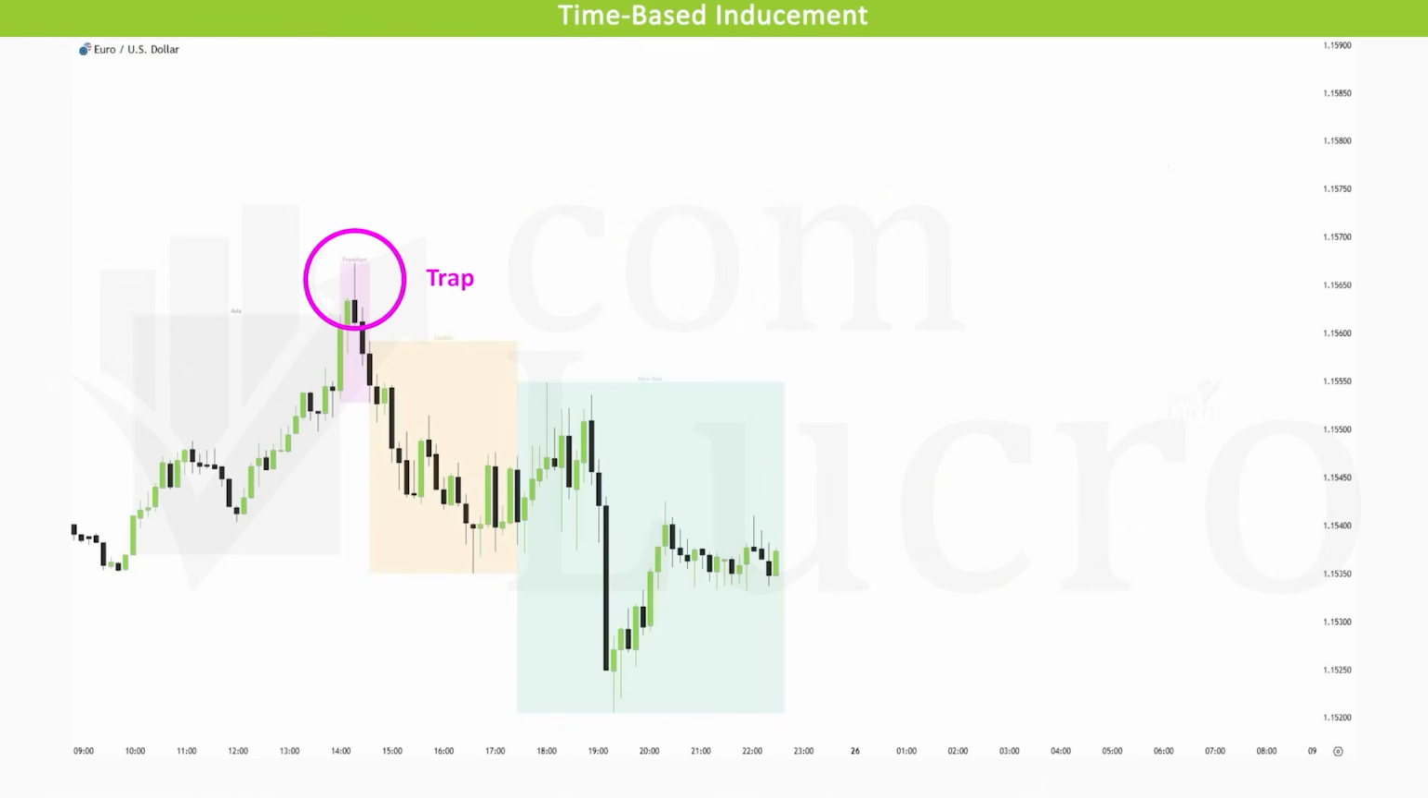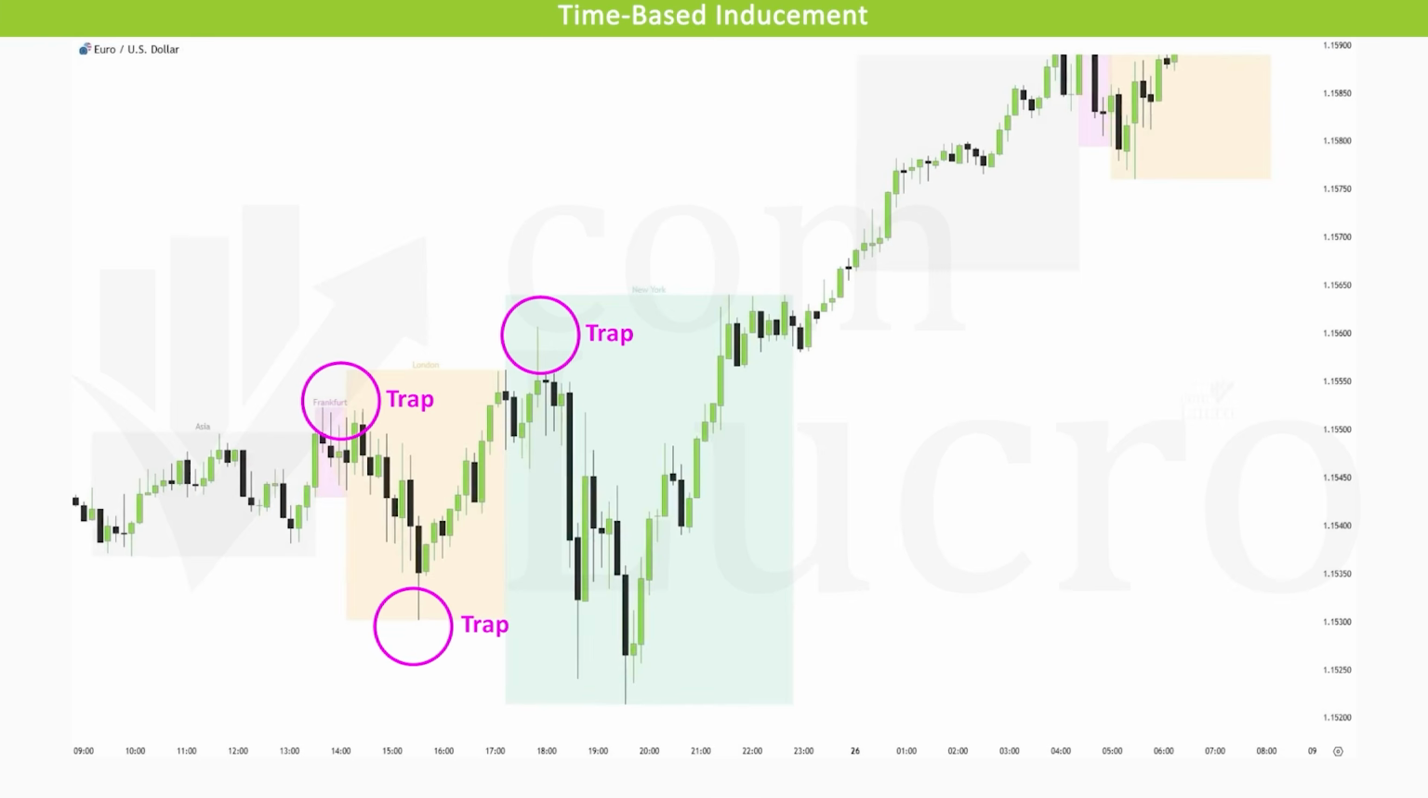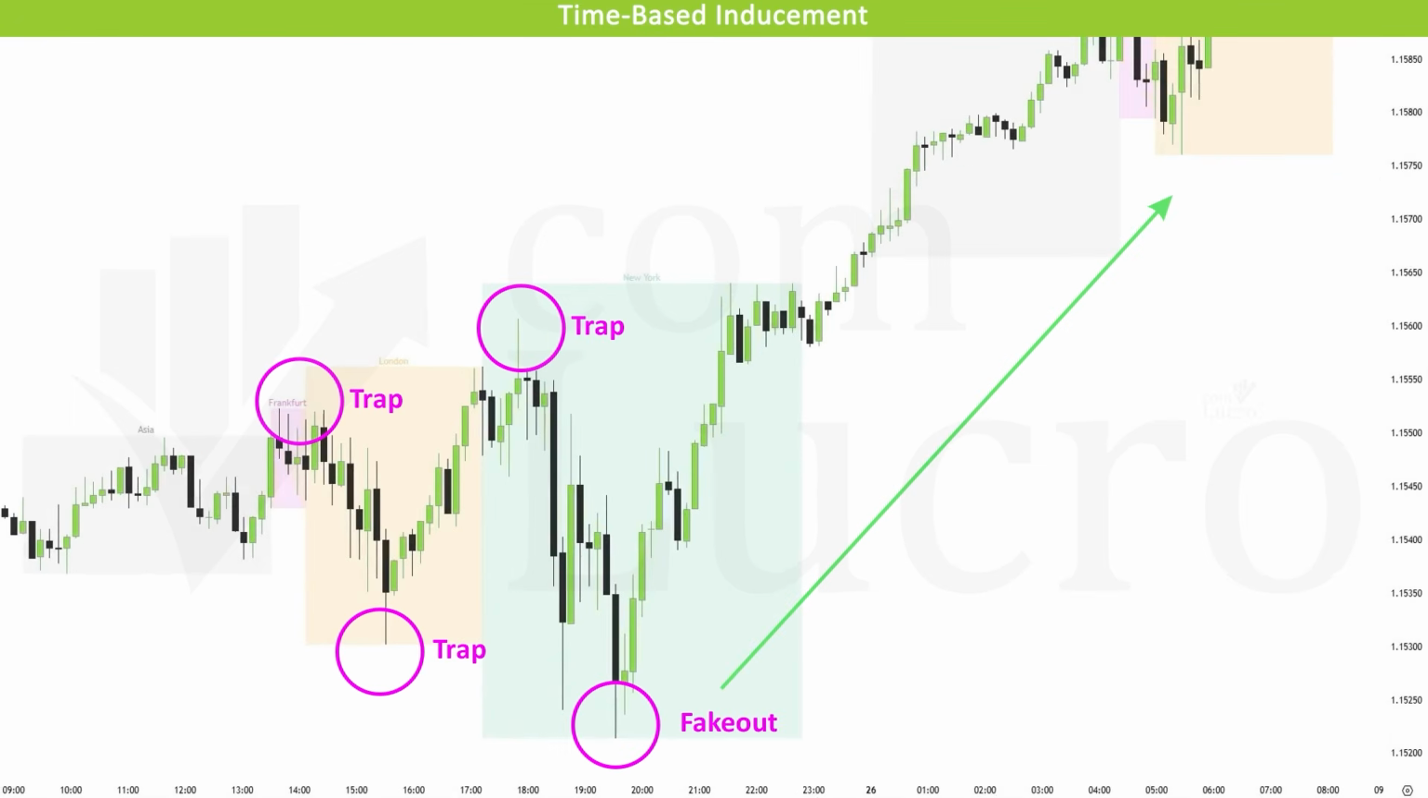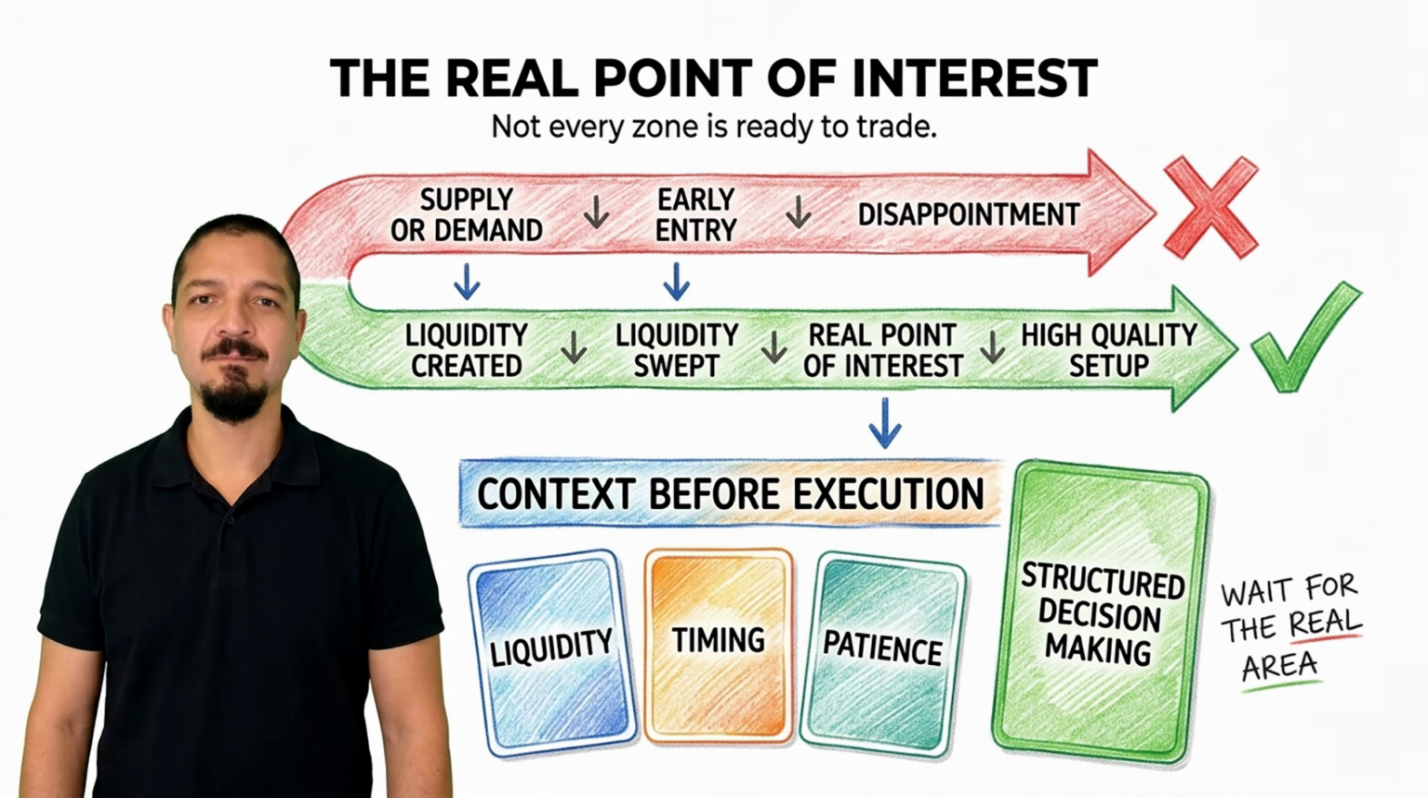At this point, you may be wondering why this type of inducement occurs so frequently. The answer lies in what happens during major session openings. Several important factors come together at the same time. Fresh liquidity enters the market. New order flow is injected into price almost instantly. Retail participation increases significantly. And smart money takes advantage of these conditions to manipulate price, create a misleading move, trap traders on the wrong side of the market, collect liquidity, and then deliver the true move that was planned from the beginning. So, now the logic becomes much clearer.